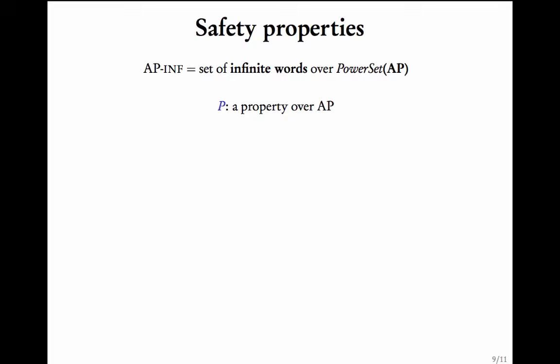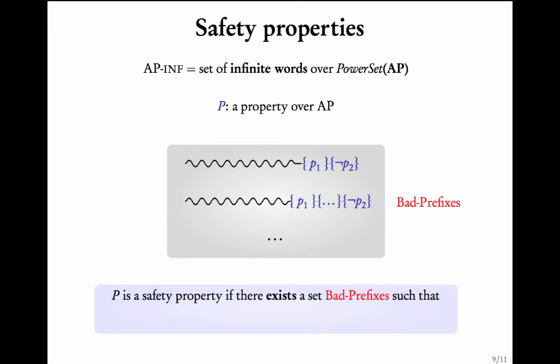Let P be a property over atomic propositions AP. That means it is a set of words over power set AP. P is a safety property. This set of words P is said to be a safety property if there exists a set of bad prefixes such that P is exactly the set of all words that do not start with a bad prefix.